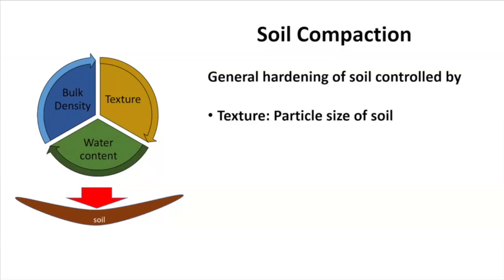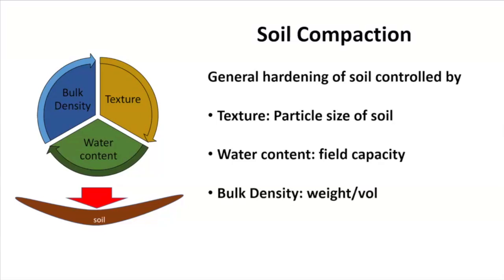That's your sands versus your clays. We've got water content, which for us will be defined in field capacity. Field capacity is the amount of water held in soil after excess has drained away. Different soils will have different water at field capacity, so that's important to note. Finally, we have the bulk density, which is what most of us think of as compaction. That's the weight per a given volume. For us, that's going to be grams per centimeter cubed.